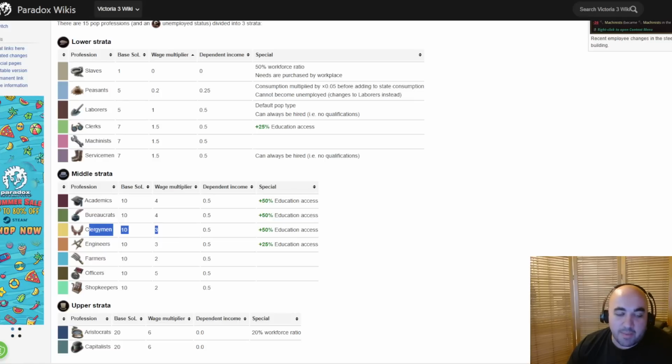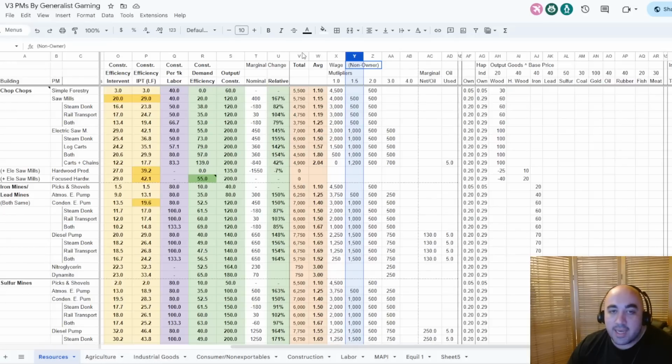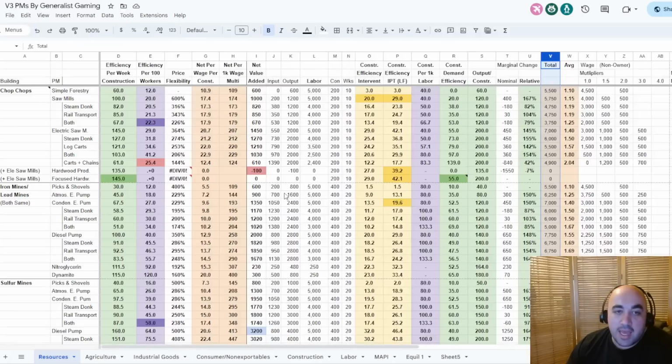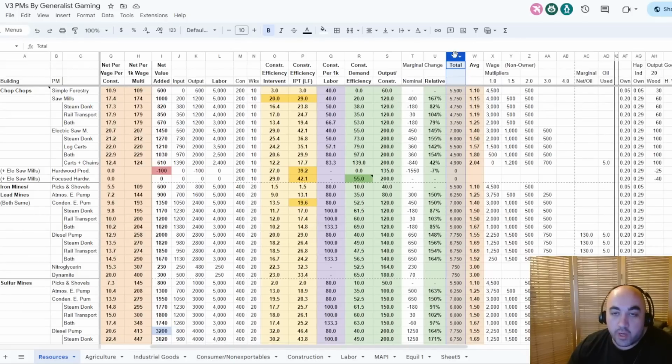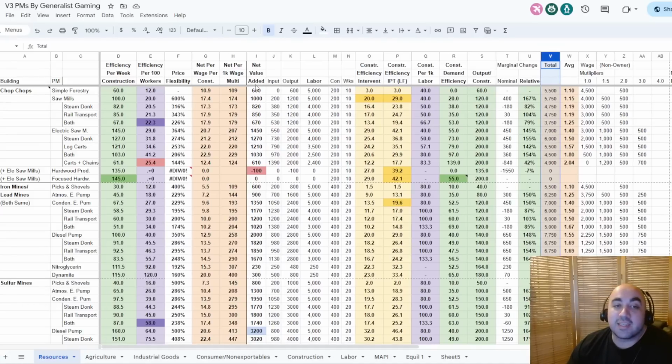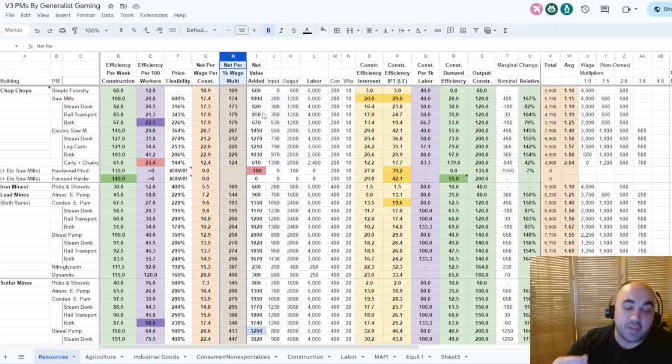But let's come back into where we are taking it with these totals, because we are dividing these totals by a couple of things. In the case of net per 1,000 wage multiplier, we are dividing the net by that. To be honest, this isn't the best abstraction, because you could think of this as an abstraction of efficiency per 100 workers: how much efficiency are we making, not per worker itself, but per wage we are going to have to put out.